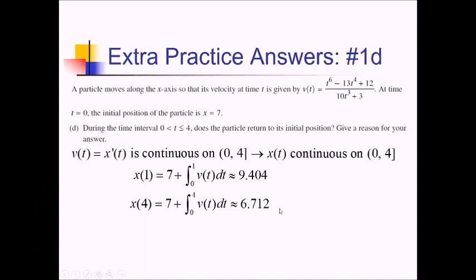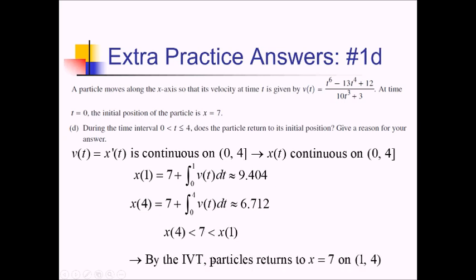Okay, so the output value we wanted to guarantee we were going to get was 7. 7 is between these two numbers, so I'm going to just write x of 4 less than 7 less than x of 1. Since our beginning and ending output values are sandwiching the value we were looking for, the IVT guarantees that our particle is going to return to x equals 7, our initial position, somewhere on the interval from 1 to 4, which also counts for somewhere on the interval from 0 to 4.